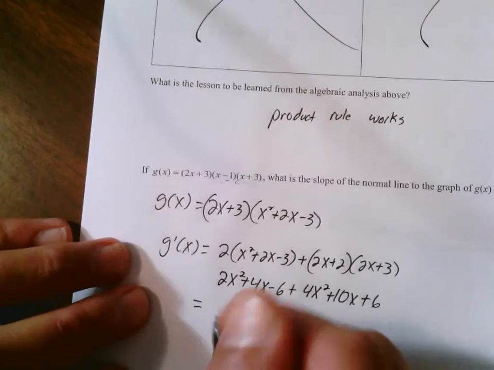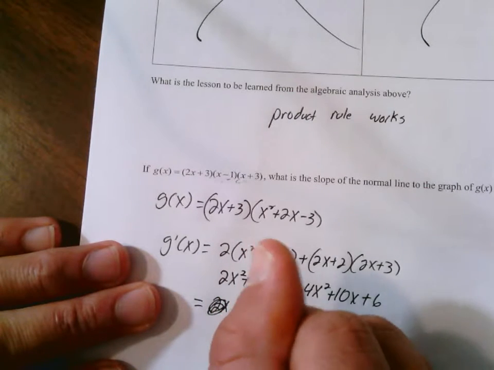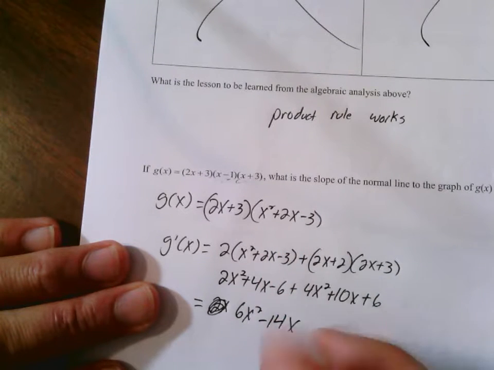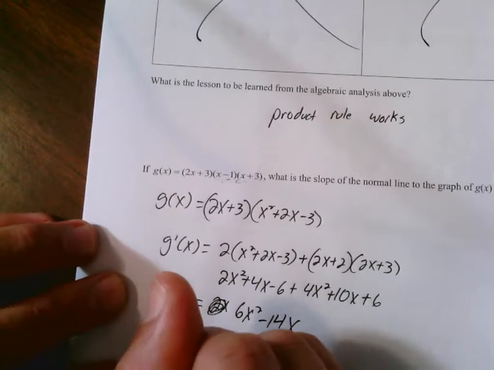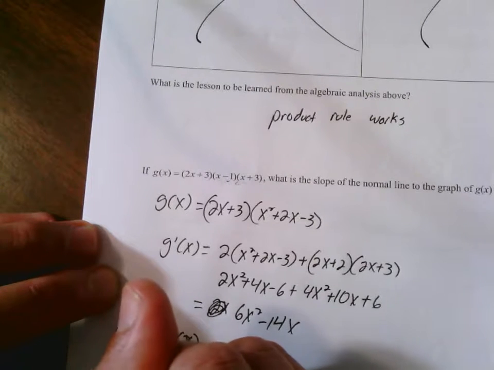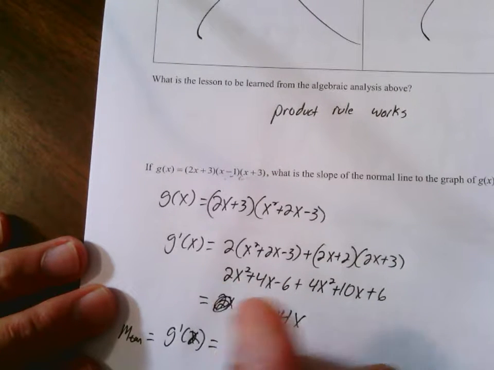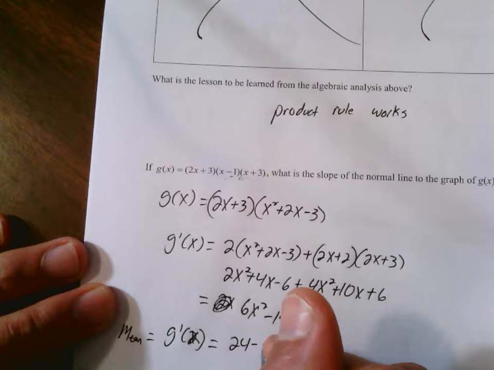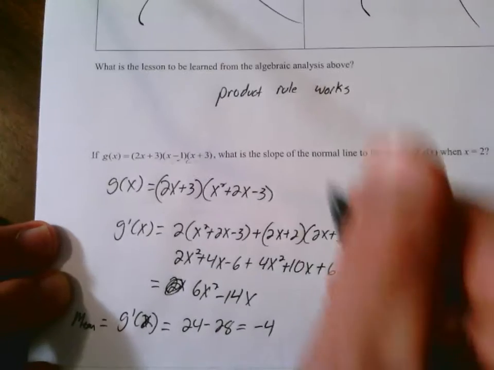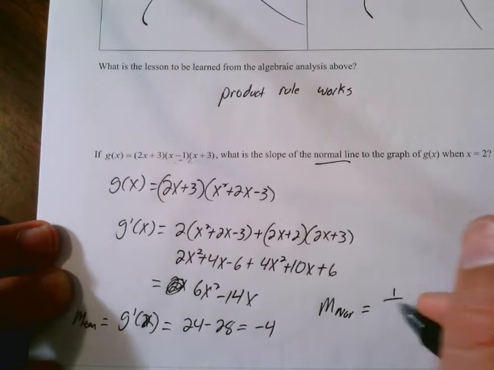Now you can go ahead and plug your 2 in now, or you can simplify. I'm going to simplify. X squared is 6x squared. 4x and 10x is 14x. Negative 6 and positive 6 goes away. Now I'm going to find my slope of my tangent line when g is 2. So 2 squared is 4. 4 times 6 is 24. Minus 14 is 28. And that's going to be equal to minus 4. So the slope of the normal line is positive 1/4.